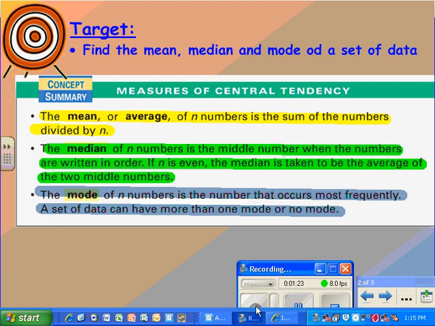Our class has a little way to remember this. It goes to the song of Row, Row, Row Your Boat. And everybody's going to sing this for you on 3.